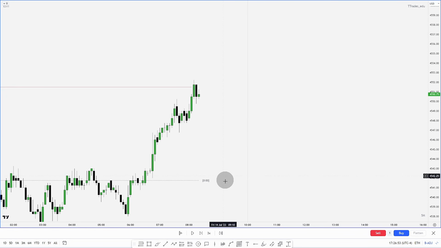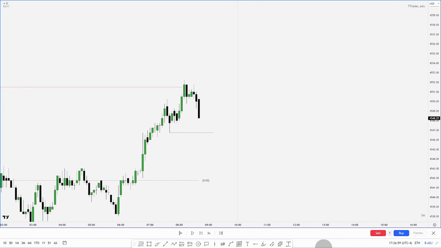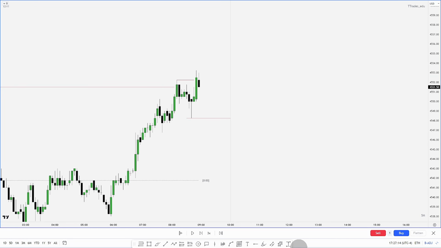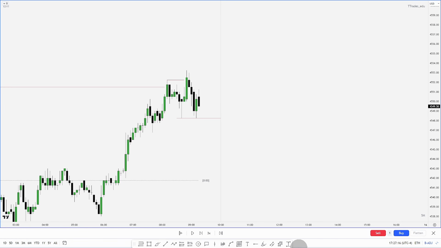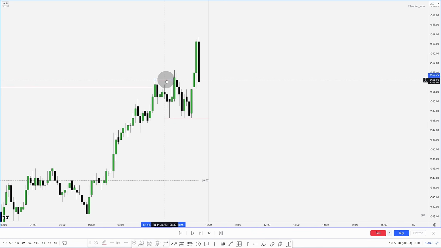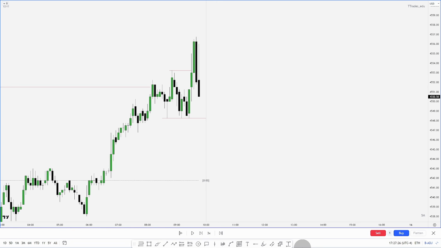So if we're going to break structure here, I'd want to see this low broken here. So let's see what happens. Price reaches down but does not break it. Now we do make a new high. So if price is going to break structure, I'd want to see it break this low. You can see we do not break structure. Now we make a new high. Now if we're going to break structure, we still have to break this low here.